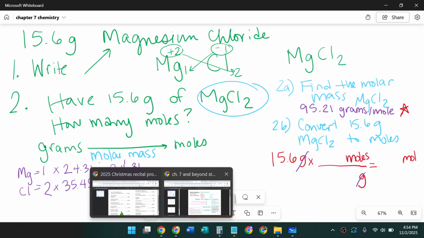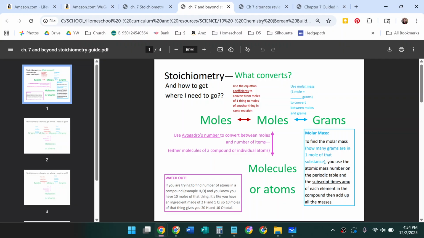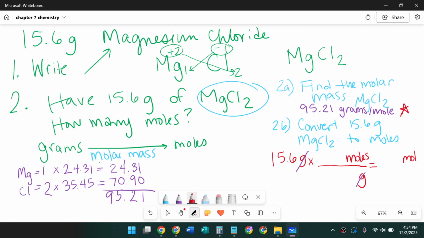And that's what this chart right here is saying. This little arrow says use molar mass. This big box tells me how to find the molar mass. So we found the molar mass, now we're going to use it. So this says this many grams per every mole, so 1 mole.